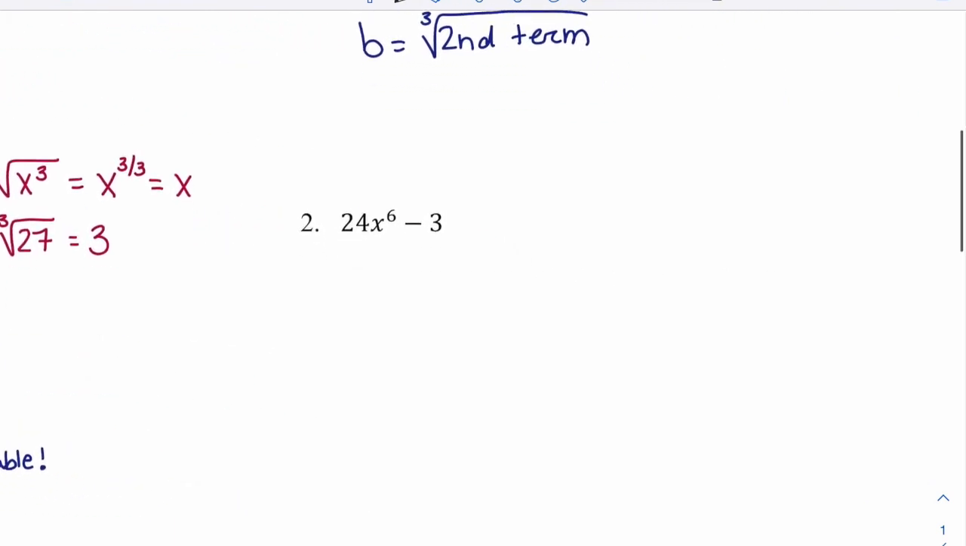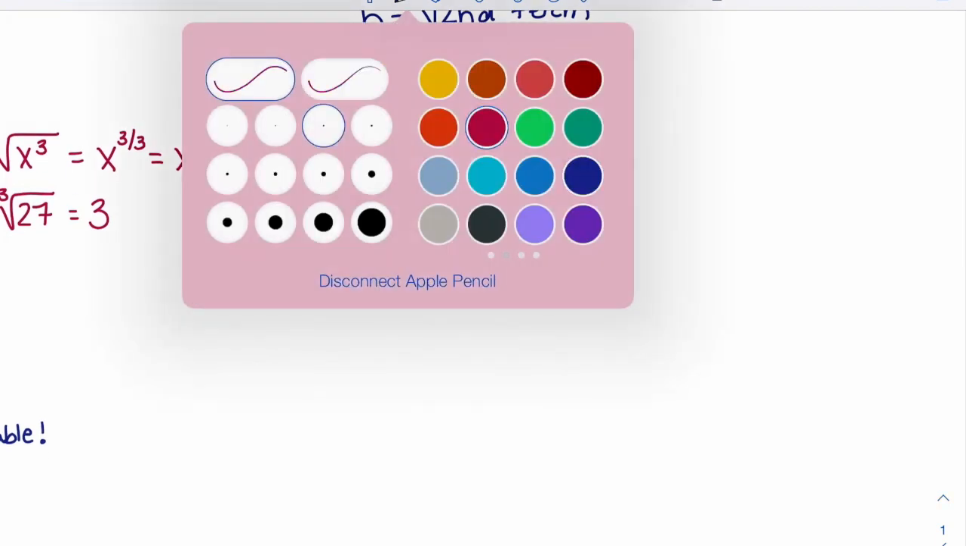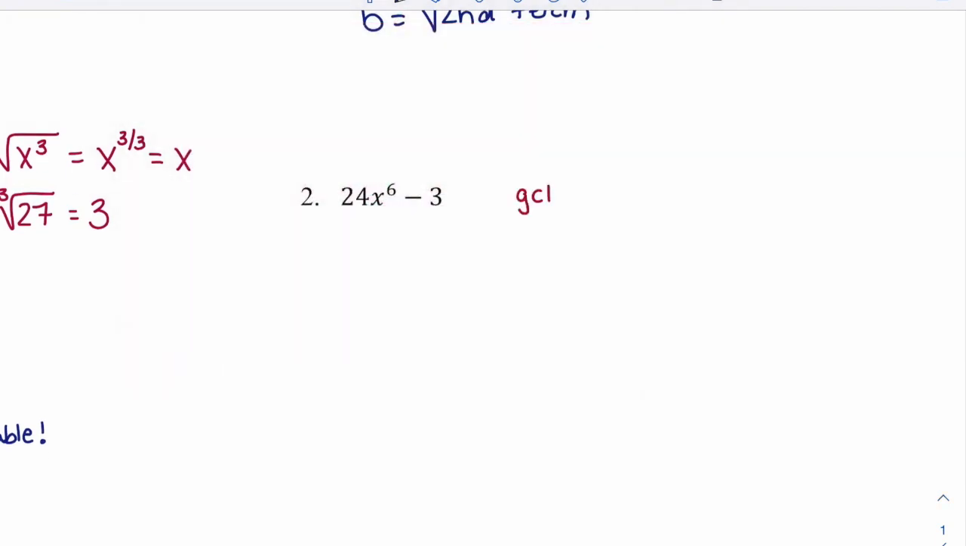Let's do the next one. Here I do have a GCF. It is 3. So we've got to remember to take that out. I can't just get rid of it. So I would have 8x to the 6th minus 1.